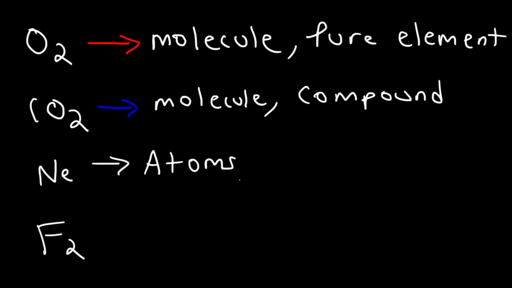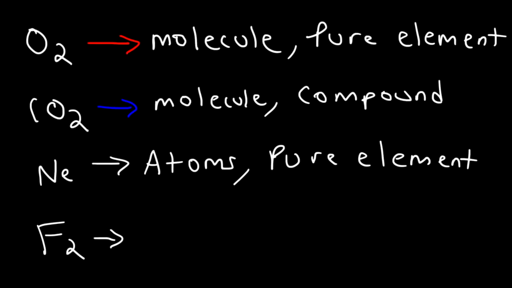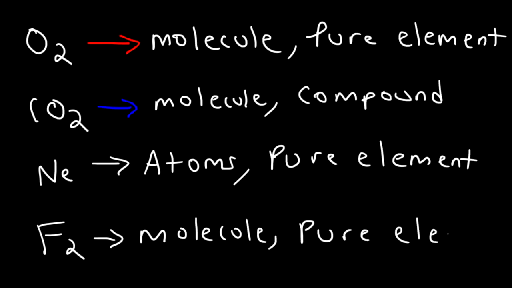Neon is also a pure element because we don't have two different elements. There's only just one neon. Now what about fluorine? Fluorine is very similar to O2. It's composed of molecules because each particle contains multiple atoms, and it's a pure element. We only have one type of atom. So now you know the difference between atoms, molecules, compounds, and pure elements.